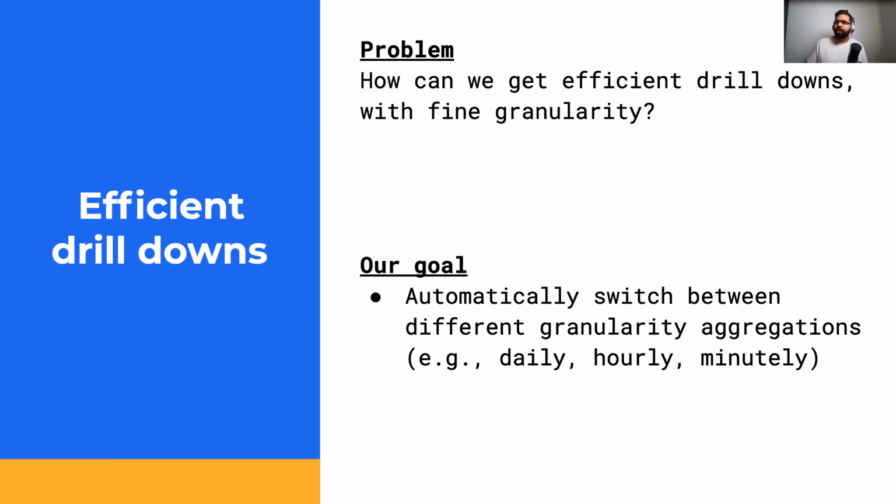Those aggregations are going to be on different granularities, so daily, hourly, minutely, depending on your needs. And what we're going to show you today is how to automatically switch between these different granularity aggregations such that you can drill down most efficiently while getting the granularity that you want without consuming too much CPU power.